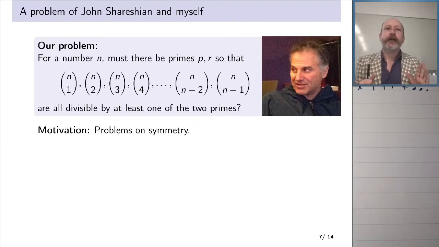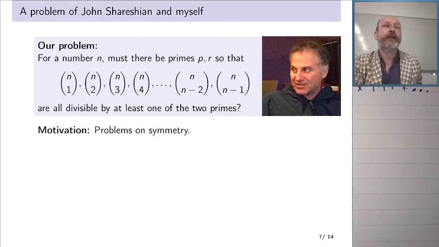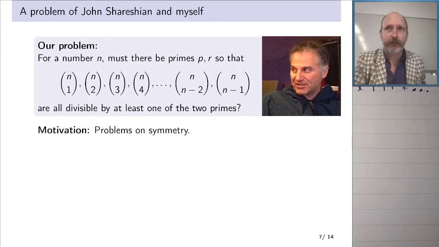And the question I want to ask is, regardless of which number you picked, can I always find two primes, I'll call them P and R, so that every non-trivial binomial coefficient is divisible by at least one of the two primes? Okay, so this is motivated by a problem in symmetry. It's completely equivalent to a certain problem on generation of the alternating group for experts in the room, and closely related to some other interesting generation problems.